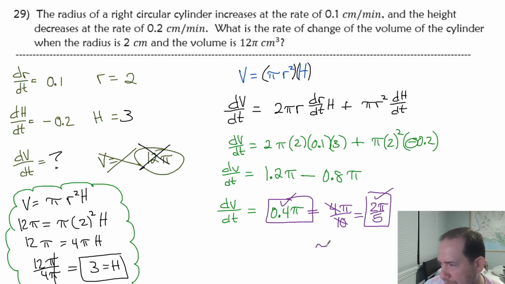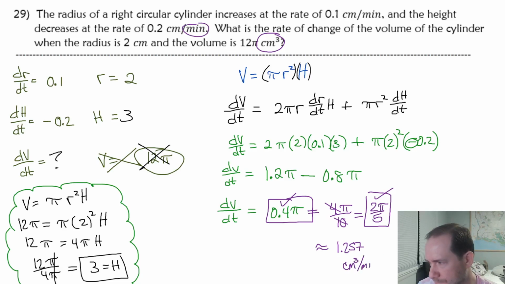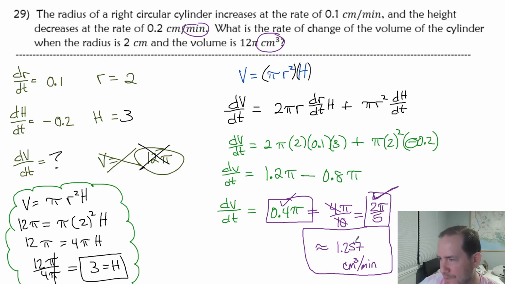Let's turn that into a decimal now because I did want both. So it's 0.4 pi. I guess I'll just do that math. That's a little easier. 0.4 times pi is 1.257. And since that's the rate of change of a volume, make sure you give it to me as cubic centimeters per minute. But there you go. There's all three things that I need. I need the exact expression, I need the decimal approximation, and I need units.